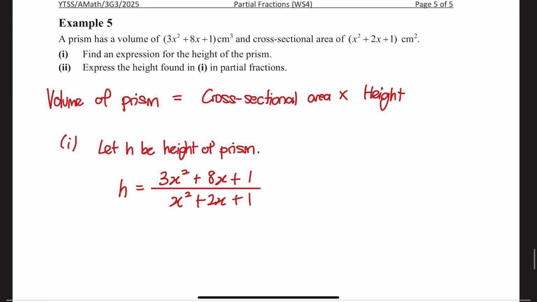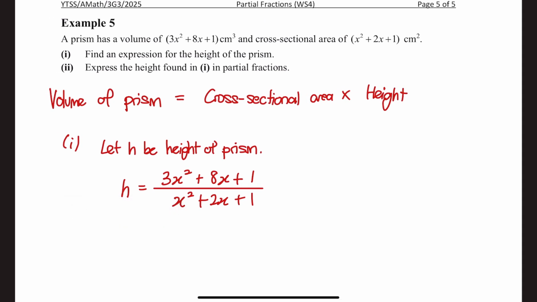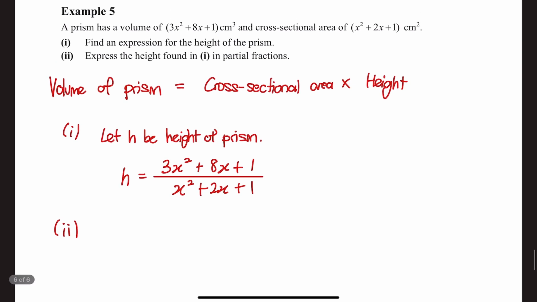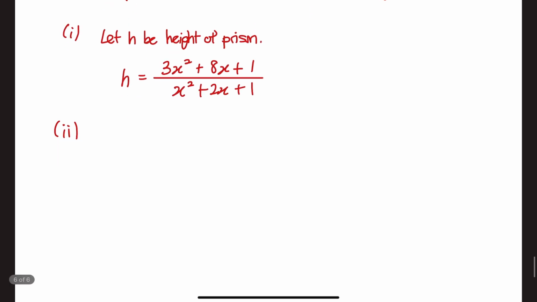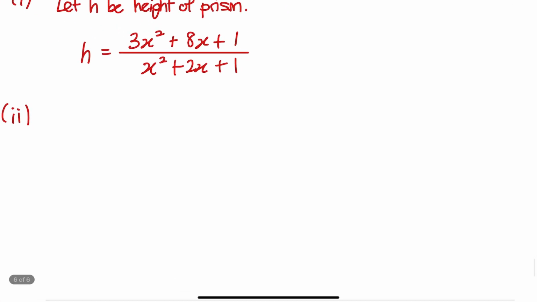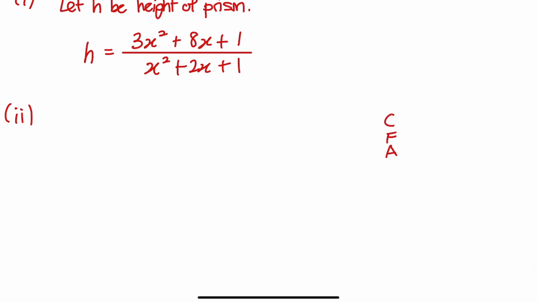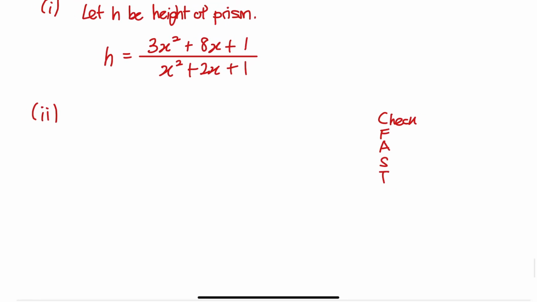Okay, so now this is part 1. Part 1 done. Now part 2. Part 2: express the height found in part 1 in partial fractions. So now let's write out the steps again. I know the steps are CFAST. Okay, step 1, check for improper or proper fraction.